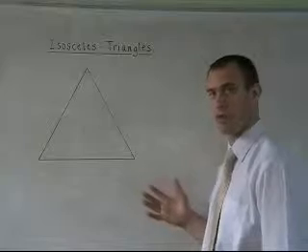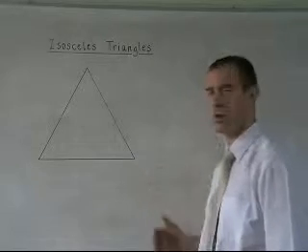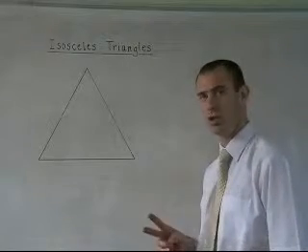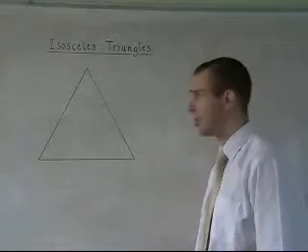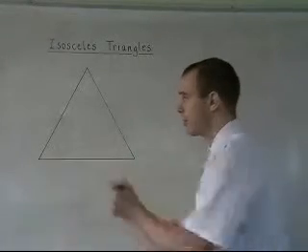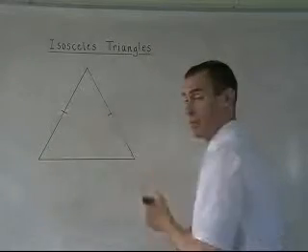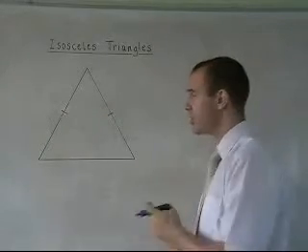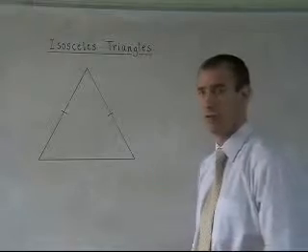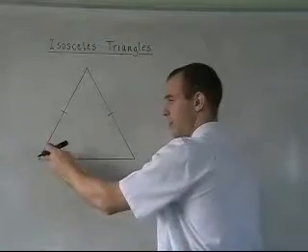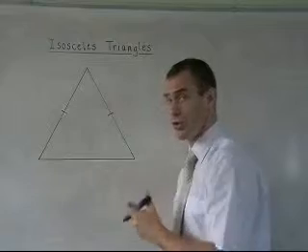Now we're going to talk about isosceles triangles. Isosceles triangles have the property where two sides are the same length. We can indicate that on a diagram by putting little dashes on the lines which are the same length. Another special property of an isosceles triangle is that the angles at the bottom of these lengths are also equal.